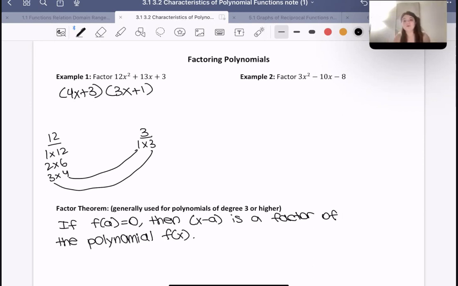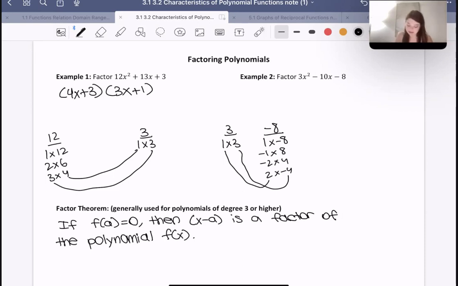Let's do one more like this. In this case, we have 3 and negative 8. So let's see, 3 and minus 8. So here we have just 1 times 3. And then over here, we're going to have, let's see, 1 times negative 8, negative 1 times 8, negative 2 times 4, and 2 times negative 4. So let's see, if we do negative 4 times 3, we get negative 12, plus 2 gives us negative 10, so that's going to be our answer. So we're going to end up with 3x minus 2 times x minus 4.